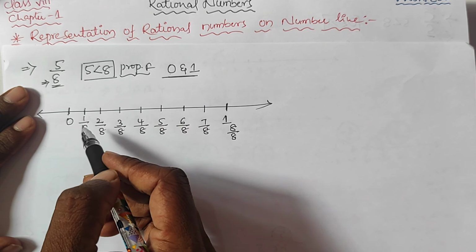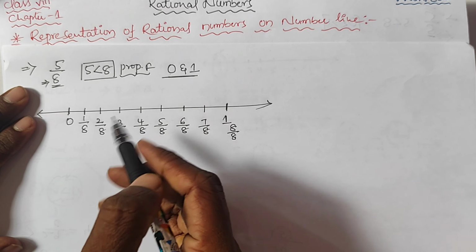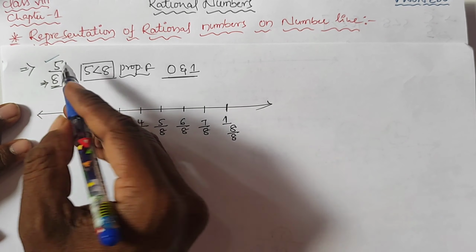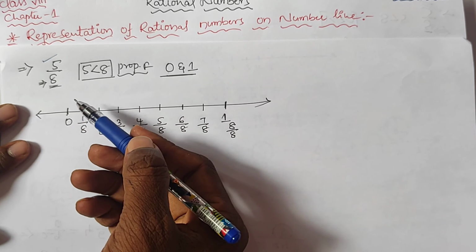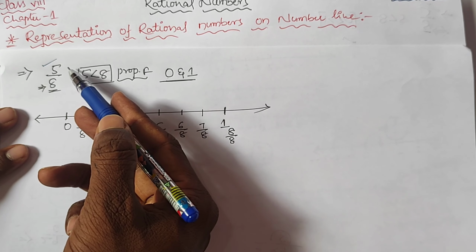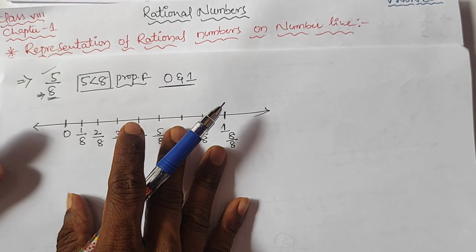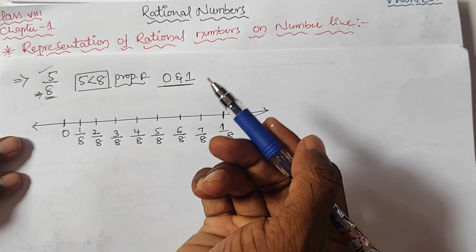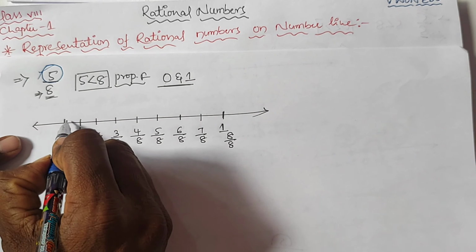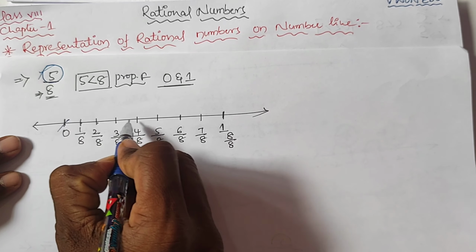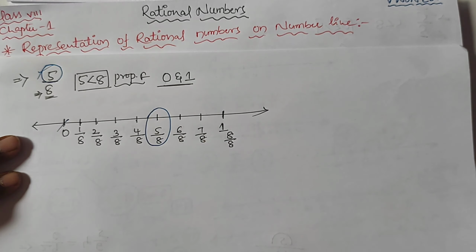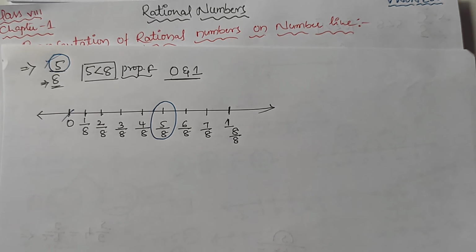The denominator says how many equal parts we have to consider. Okay, 8 we completed. Now check the numerator. What does the numerator say? The number of parts starting from 0. Or else, how many parts we have to consider? 5. So from 0, 1, 2, 3, 4, 5. So what is the answer? 5 by 8. Are you getting? So this is a proper fraction.